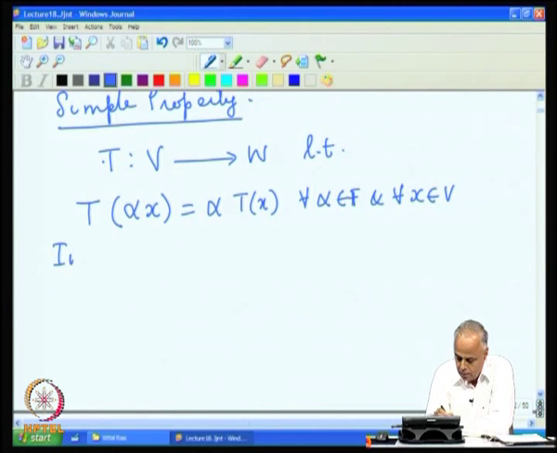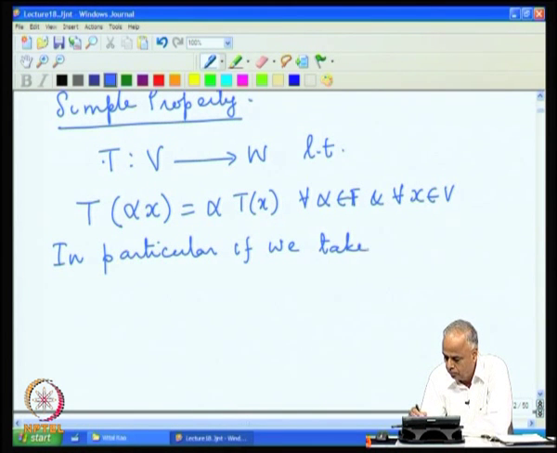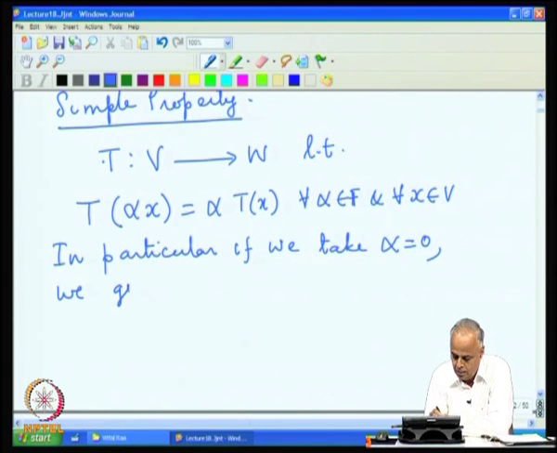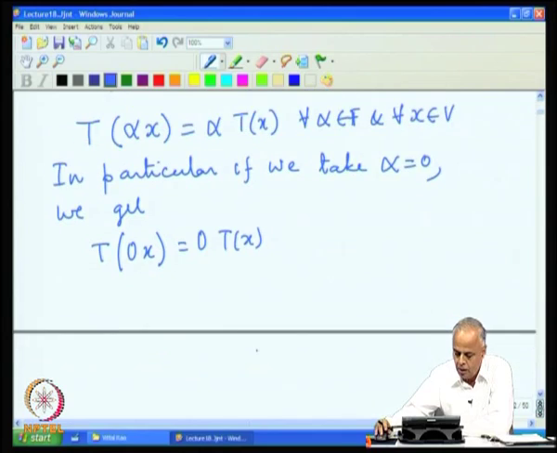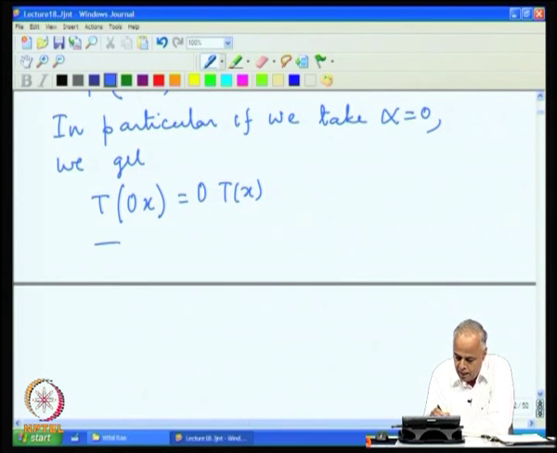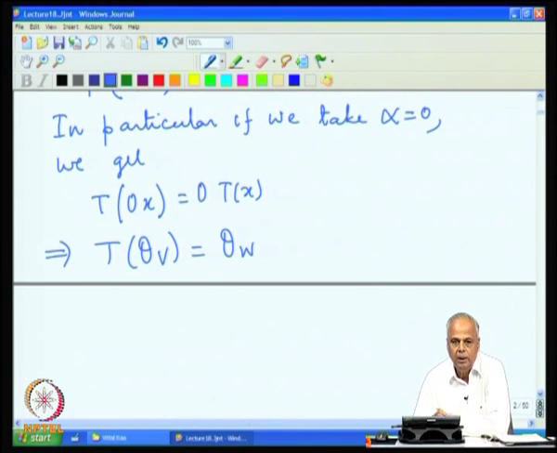In particular, if we take alpha to be 0, we get T of 0 times x is equal to 0 times T of x. Now, on the left hand side, we are taking a vector x in V and multiplying it by the scalar 0, and so we will get the 0 vector in the V space. On the right hand side, we are multiplying by 0 a W vector, so we will get the 0 vector of the W space. So, we get T of theta V is equal to theta W, which means that a linear transformation always maps the 0 vector into the 0 vector.